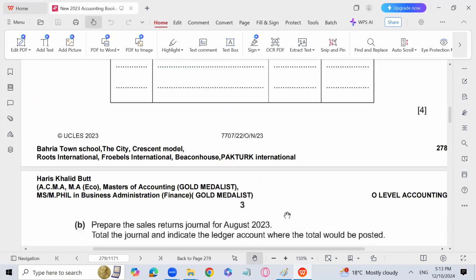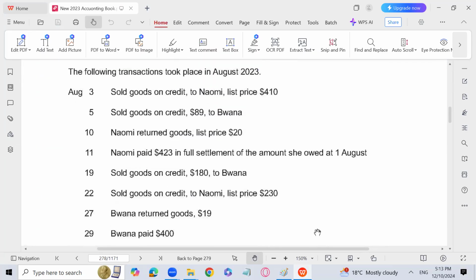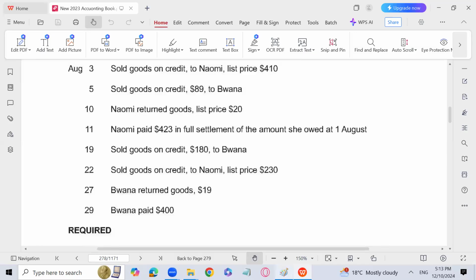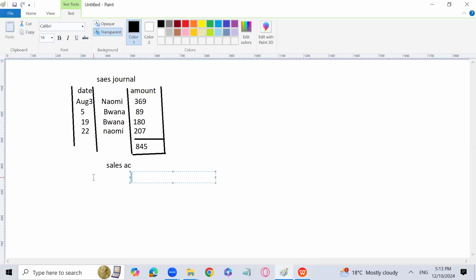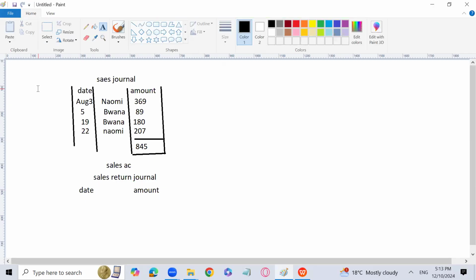Then we have to prepare the sales return journal. Let's prepare that. We have to prepare the sales return journal now. I have basically just made you realize that the total amount of the sales journal, that is the total credit sales, is supposed to be written in the sales account in the general ledger on the credit side.